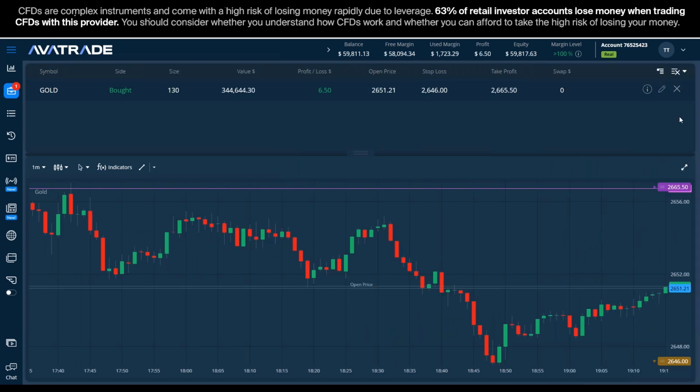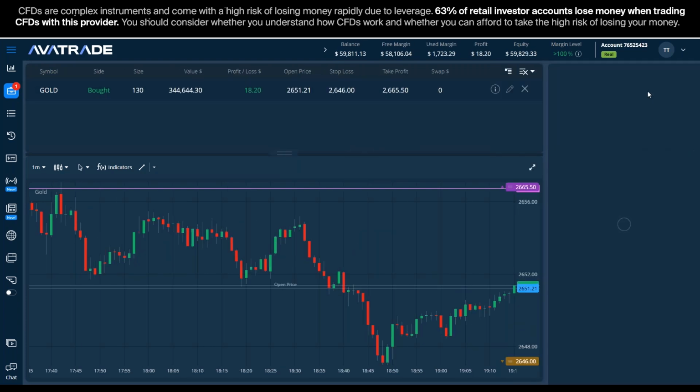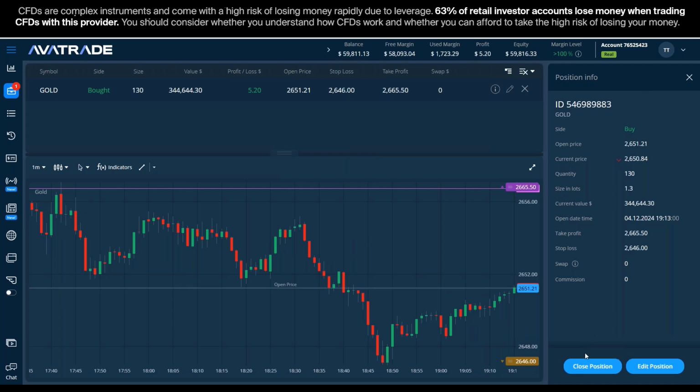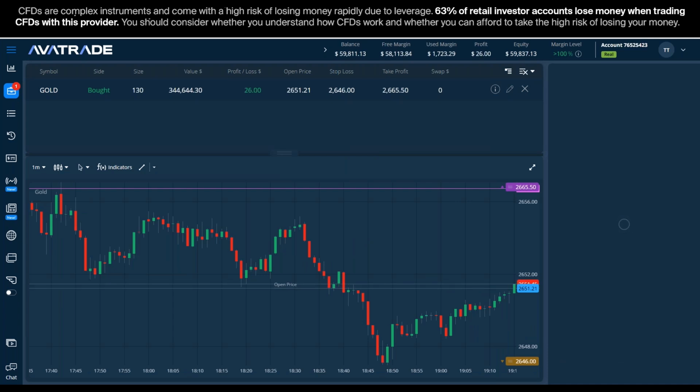Actually, let me go to this area. And then we click close, not edit, close position. And then I can close the amount I want to close. Right now it's in profit, about $30.